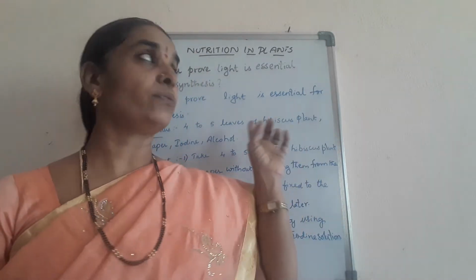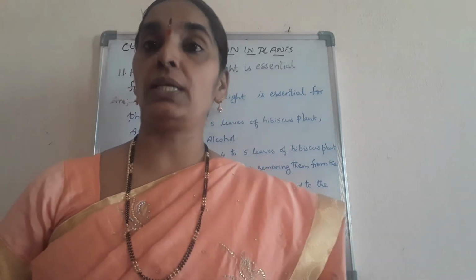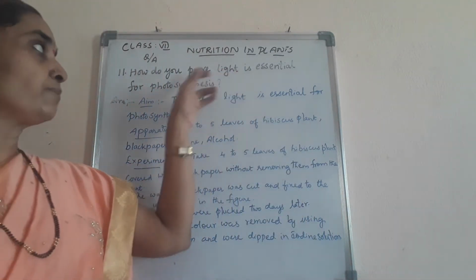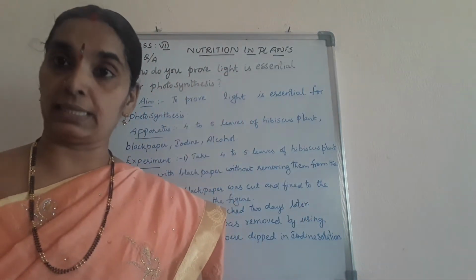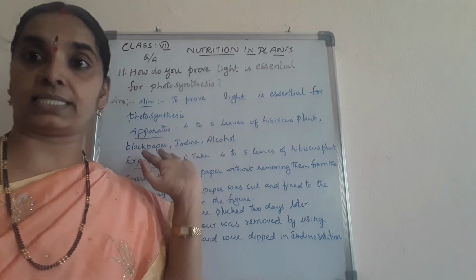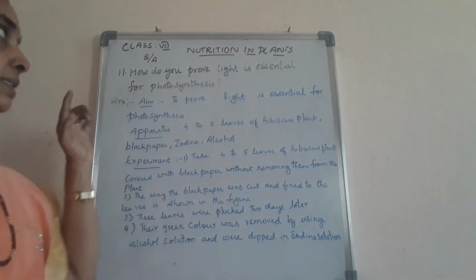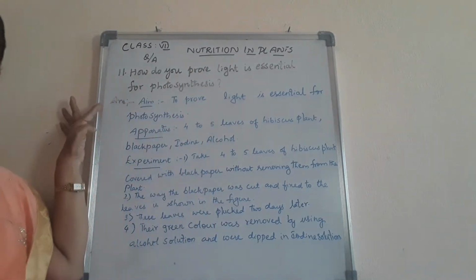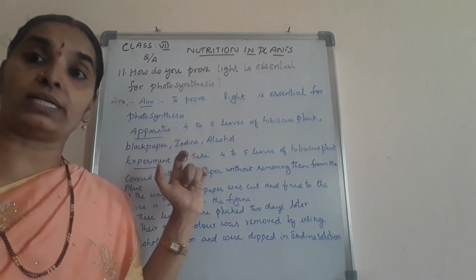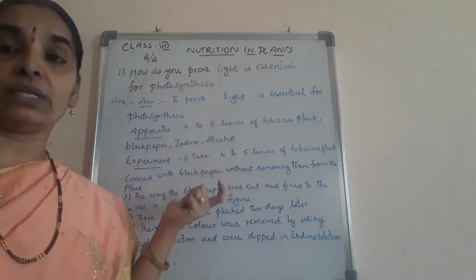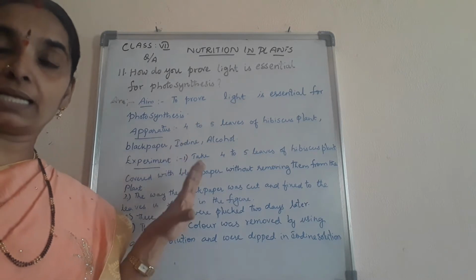Okay, children. So now we are seeing about the essential necessity of the light for the preparation of food in the plants, that is photosynthesis. Okay, so see the question, children. How do you prove light is essential for photosynthesis? You know this, I have already told you in the lesson how we'll prove this. So how to write the answer for this question?